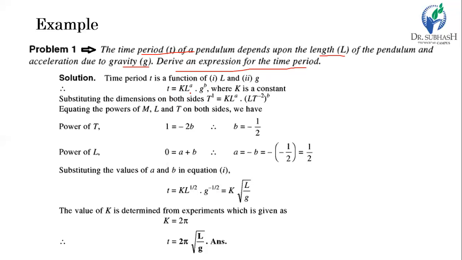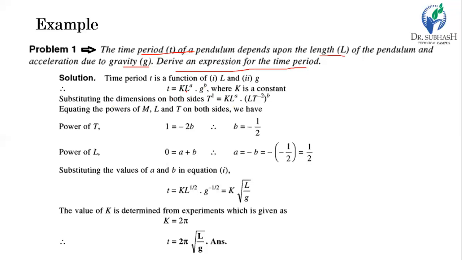So T equals K multiplied by L raised to the power of a and g raised to the power of b, where K is a constant. Substituting the fundamental dimensions on both sides, T has only one dimension. T is the time, so it has only one fundamental dimension, which is T. K is a constant, so there is no fundamental dimension, and we keep it as it is.